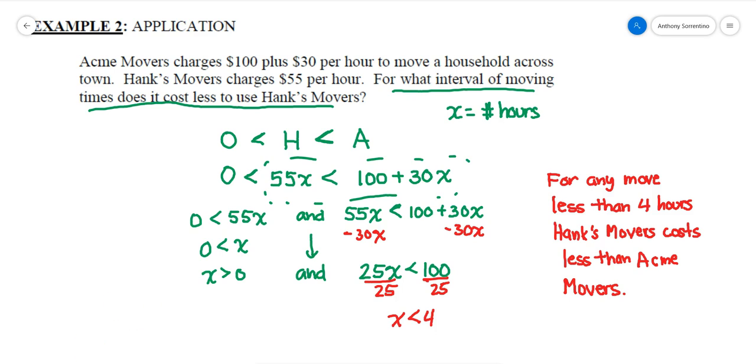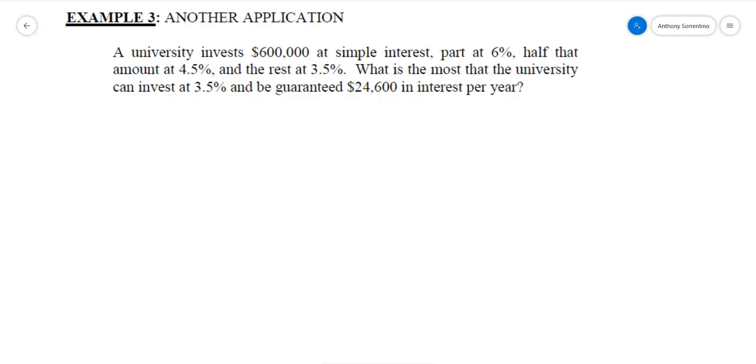Let's move on to example 3. So here is another application problem. This one's dealing more with money and percentages again. So again, we have to be very careful about how we do this.